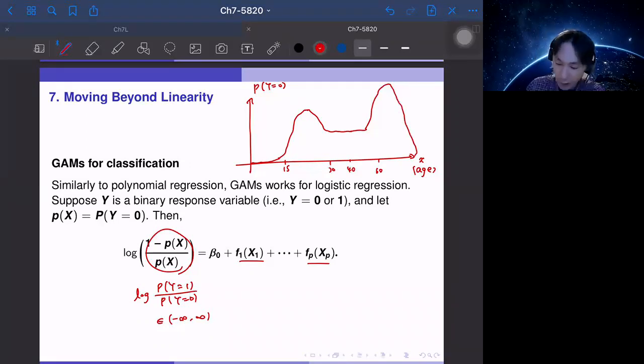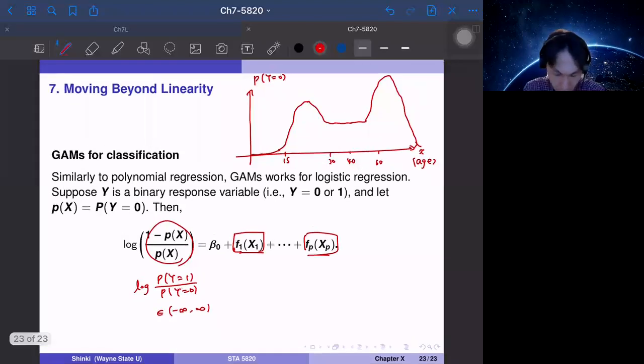If there is this kind of complicated relationship between x and the probability of y equal to 0, we cannot use just one logistic regression, right? We need a more complicated curve. So we should put f1 of x and so on. And if we have multiple factors, then we have f1 of x1 to fp of xp. So similar to polynomial regression, the idea can be applied for binary regression. Okay, so this is chapter 7.